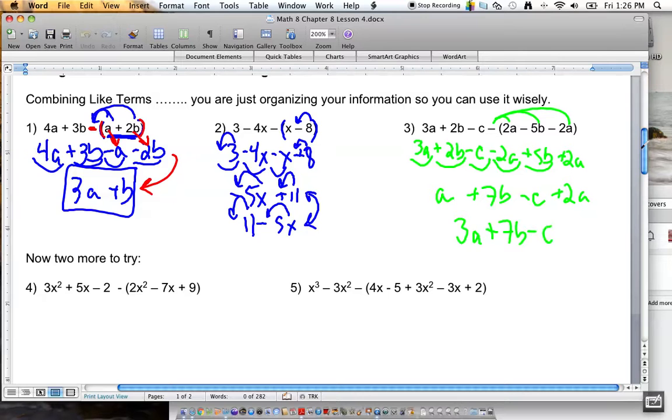I should have done it all at once. I didn't. I expected a C to be there, but that's okay because I just did an extra step at the end. Trinomial, 3 parts, right? 3 terms, 3A, 7B minus C. That's my answer. Now what I want you to do is do the next 2 questions, and feel free to talk to anybody that you're sitting around to help you with those questions.